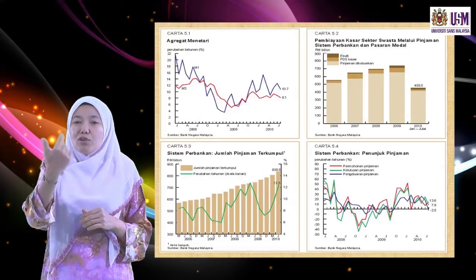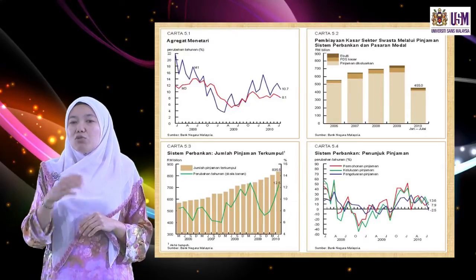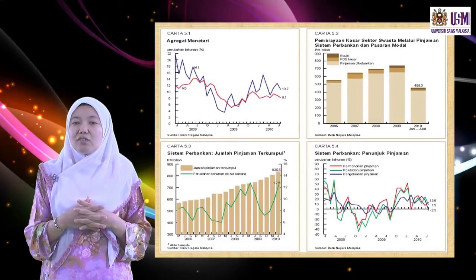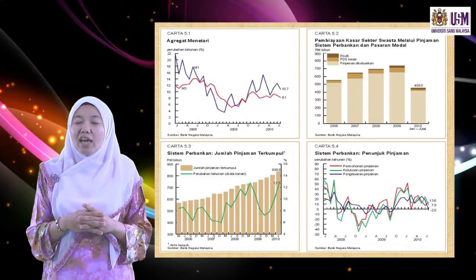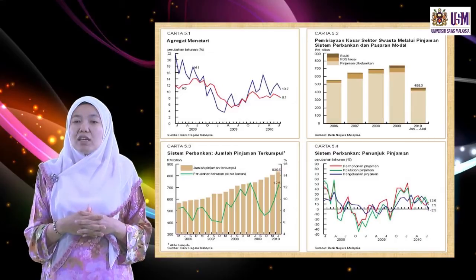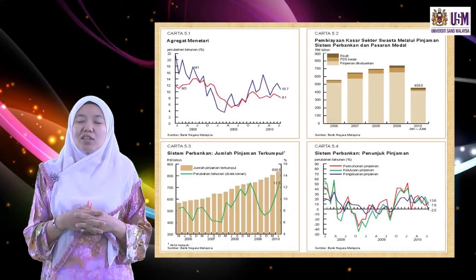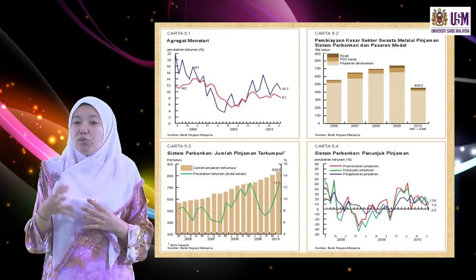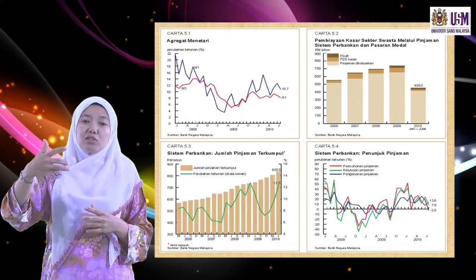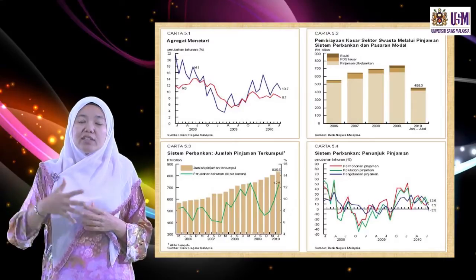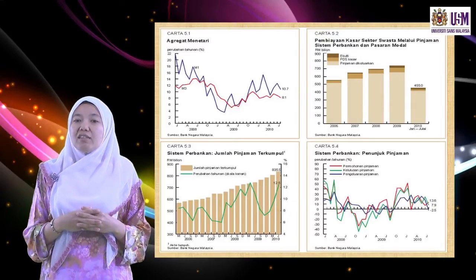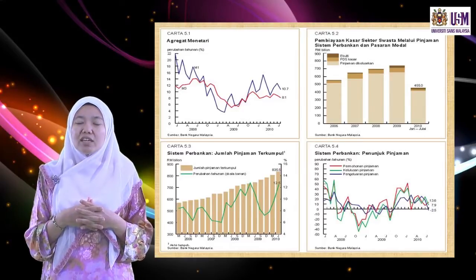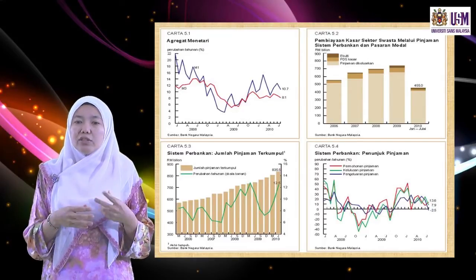But if you refer to the one below, you have the same indicator for the banking sector in terms of loans. The red line refers to the loan applications, and the green line is the approved loans. Of course, the green line is most of the time lower than the applications. And then we have the blue line which refers to the actual loan disbursed.